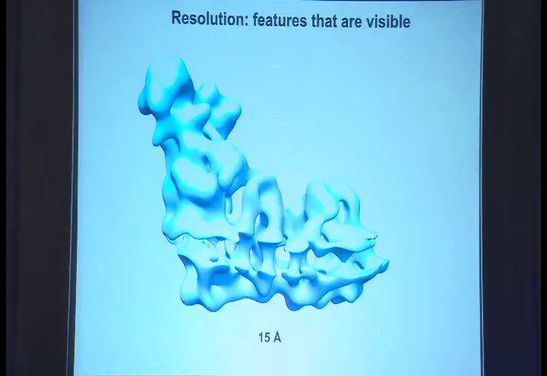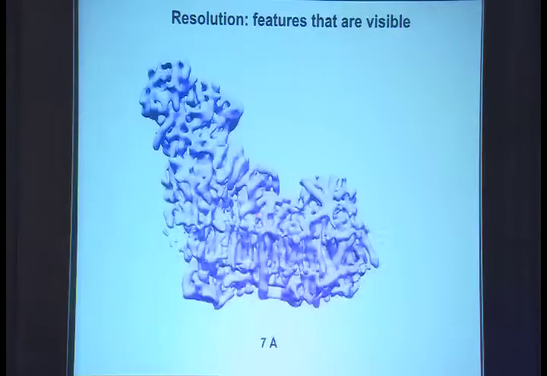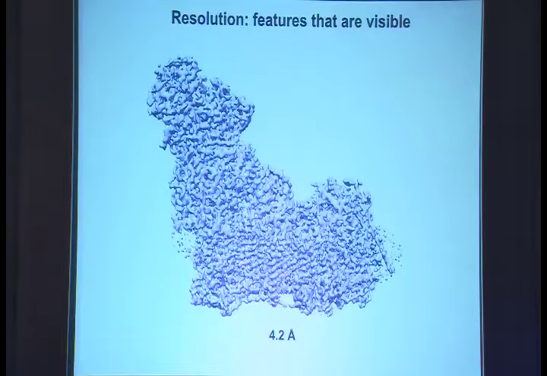Okay, the other thing to remember: at 15 angstrom for this molecule, you don't see much apart from an overview with some domains visible. At about 10 angstrom, you possibly start seeing helices, and at about 7 angstrom, you can clearly see the separation of the helices. At about 4.2, you can clearly see the ridges and some side chains starting to appear. So irrespective of what FSC tells you, it's better to look at the map and then decide what kind of resolution you have.